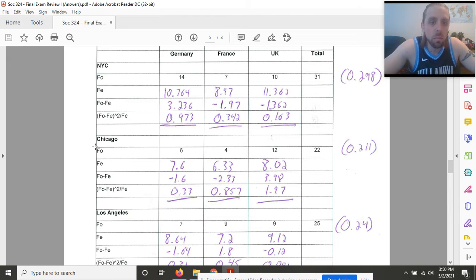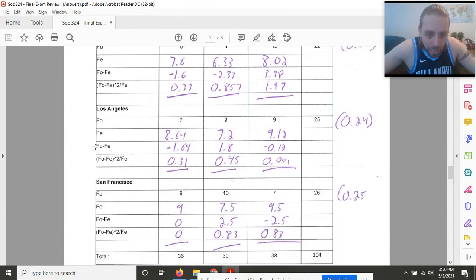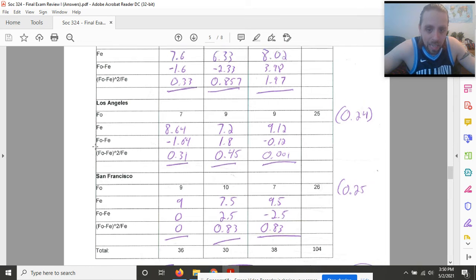Then I simply need to subtract that expected frequency I just calculated from the observed frequency. So if we look at Germany, New York City, 14 minus 10.764, and that gets me 3.236, which I then square and divide by the expected frequency. And that gives me a chi-square for Germany and New York City for that connection of 0.973. So check your work on the screen here and on what I posted, and it all sums.